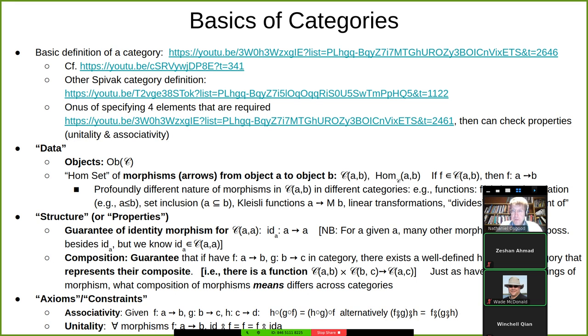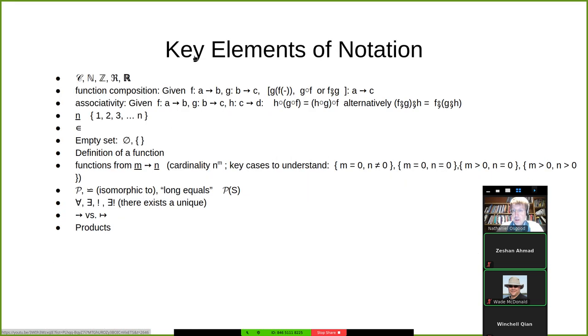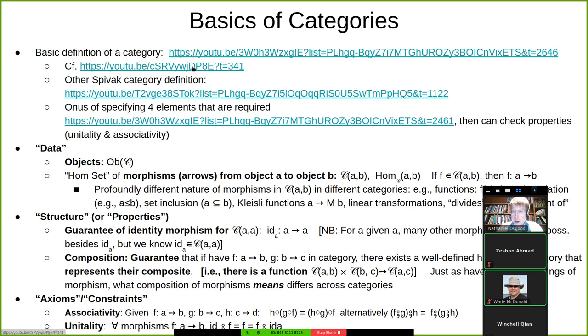So I provided you in these slides, which of course I'll be releasing after this, several links to definitions of categories. The first of them is the one right from here, the one I had you watch. This is actually from the talk by Eugenia Cheng, the second talk by her, which I recommended to you, and she has it sort of nicely laid out, and David Spivak defining it. And this onus of defining four elements that are required is really an interesting sort of aside that David Spivak makes at one point about how to think about defining a category.